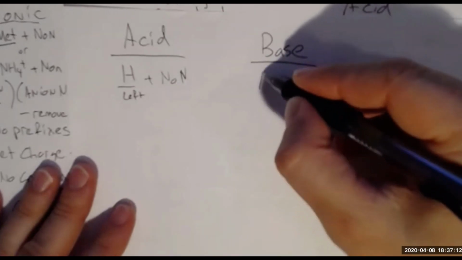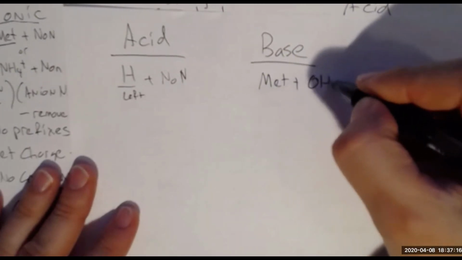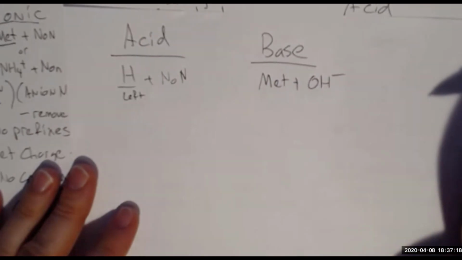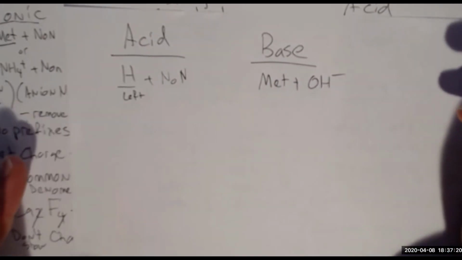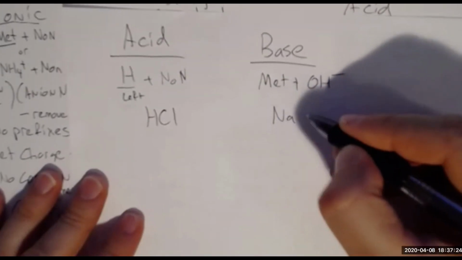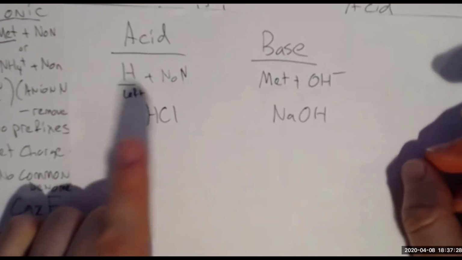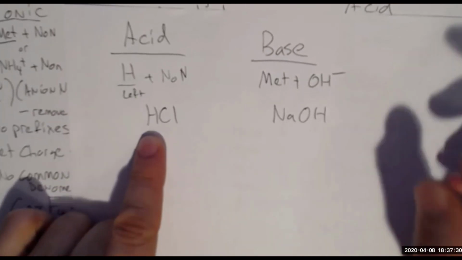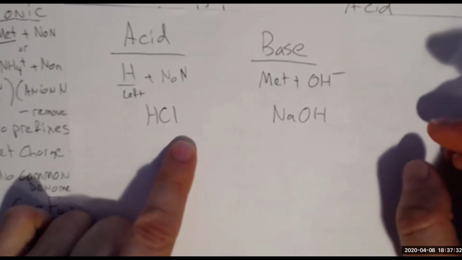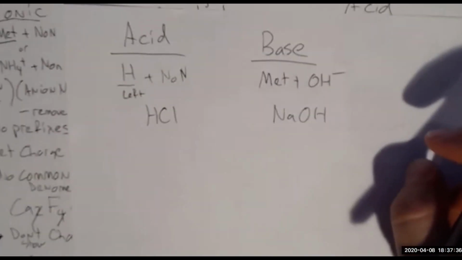It's a metal plus hydroxide. That's what makes a base. So HCl is an acid, NaOH is a base. I have a metal hydroxide. Hydrogen on the left means it's a hydrogen ion plus a chloride ion. If you have a base, you'll just say it's an ionic one.